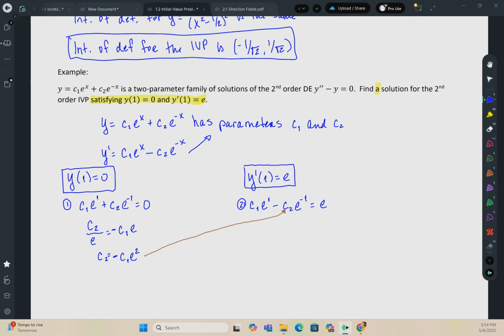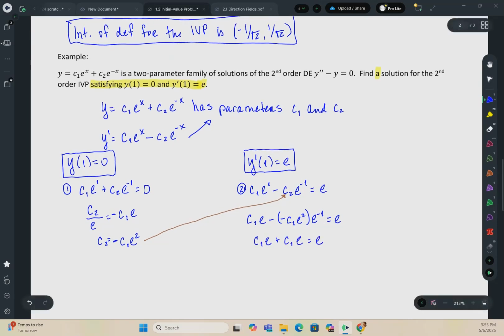Okay. So I go ahead and substitute that in for C2. I get C1e minus, in parentheses, C2 is minus C1e squared. All of this times e to the minus 1 is equal to e. Okay, now we'll simplify the exponents for e and the double negative. This becomes C1e plus C1e is equal to e. Well, that looks like we've got 2C1e is equal to e. And dividing by the 2e, I get C1 is equal to 1/2. So I get a value for C1.